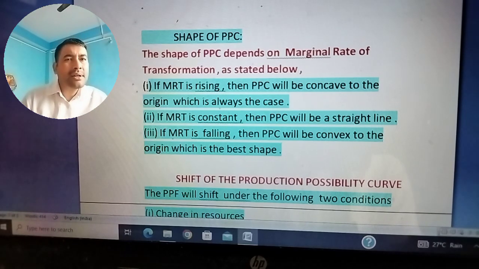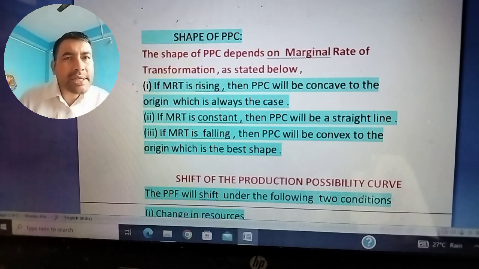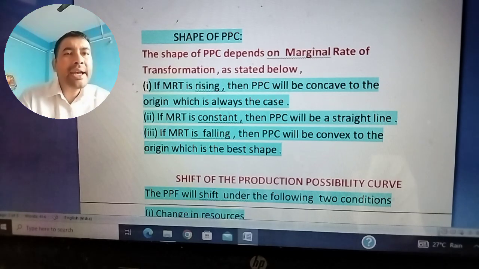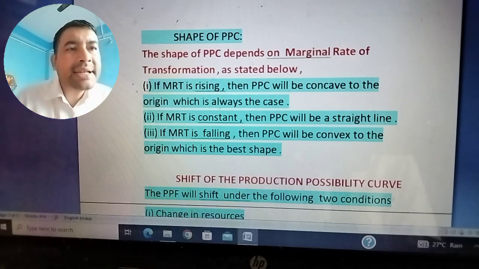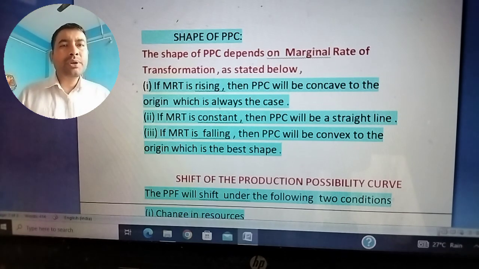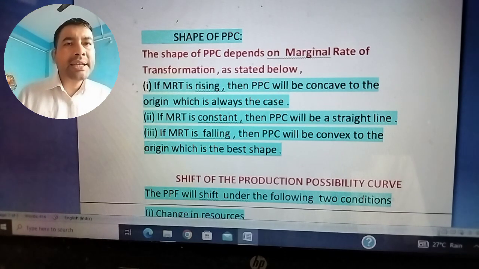As we keep on producing more of one commodity, you have to sacrifice much more of another commodity, because resources are not equally efficient in production of all the commodities. So if MRT is rising, then PPC is concave to the origin. If MRT is constant, then the production possibility curve will be a straight line. On the other hand, if MRT is falling, then PPC will be convex to the origin.